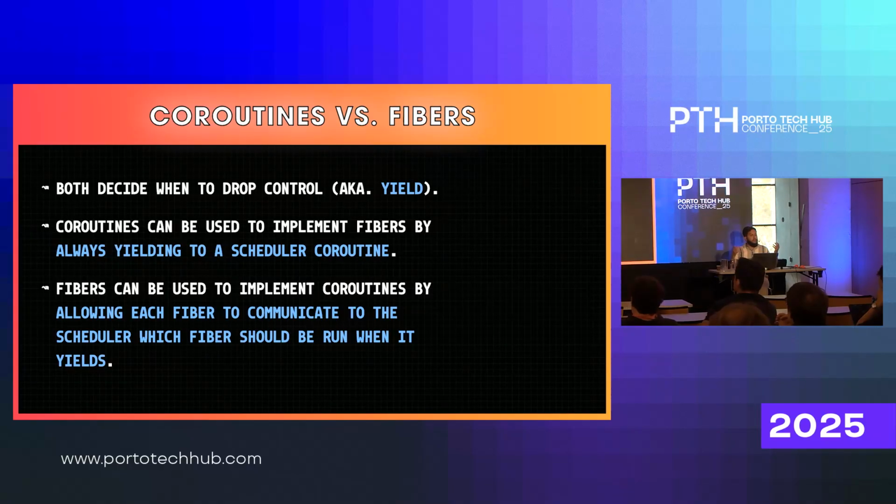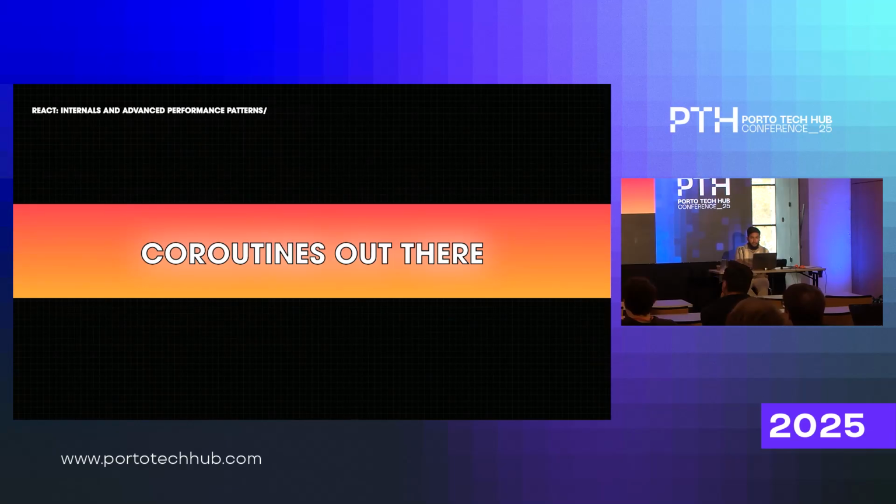Elaborating a bit more, at the end of the day, you have both deciding when to drop control or yield execution, which is something we'll talk a lot about in scheduling. However, coroutines can actually be implemented as a fibers abstraction, where you have a fiber that always yields to a coroutine scheduler, to a scheduler coroutine. And fibers can be used to implement coroutines if you have each fiber communicating to that scheduler which fiber should be run when it yields. This is very, very CS specific.